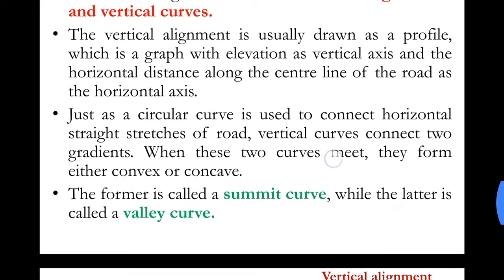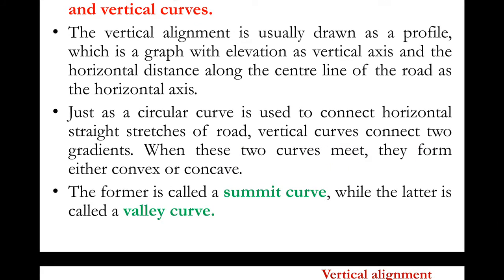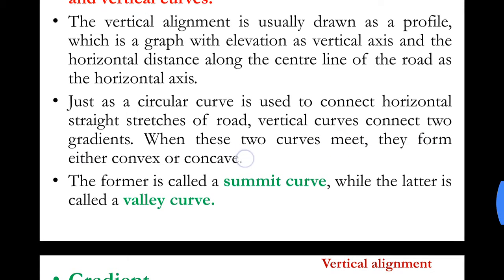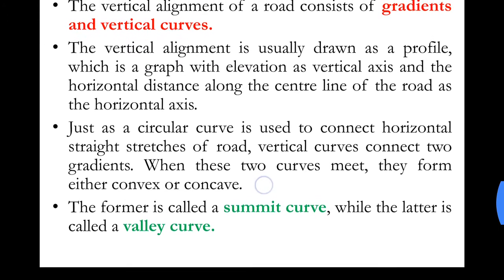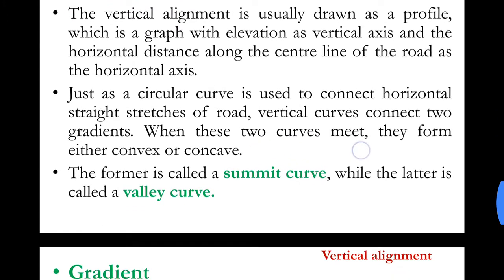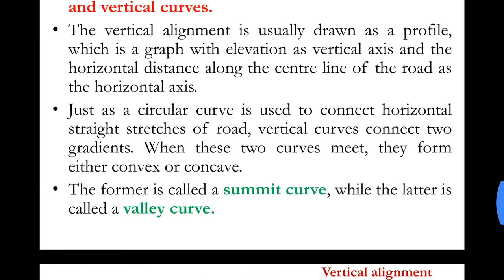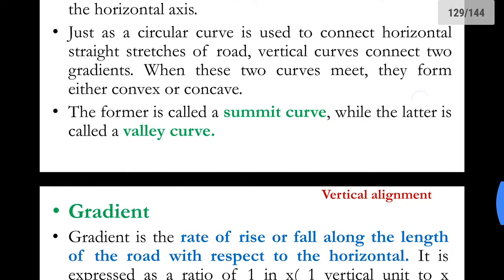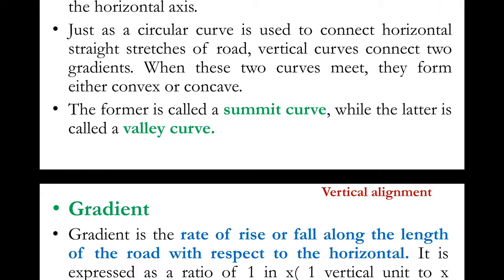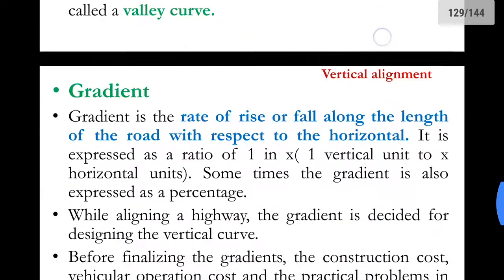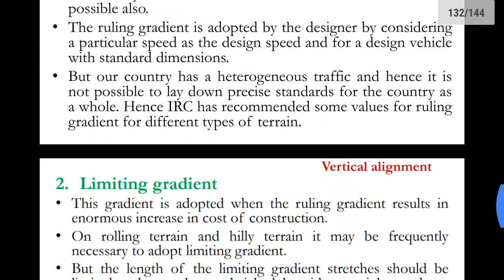When these two gradients meet, they form either a convex or concave shape. So at the point of intersection of the two gradients, the shape of the curve is either convex or concave. I'll show you that.